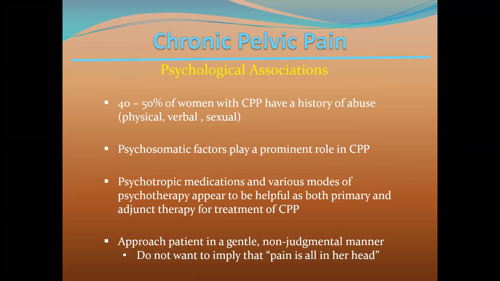In somatization disorders, 40 to 50% of women have a history of abuse, and psychosomatic factors play a dominant role. Psychotropic medication and various types of psychotherapy are given as primary or adjunct therapy. The approach to the patient is gentle and non-judgmental, and you should not imply that the pain is all in her head. So you have to give them psychological support and treat.